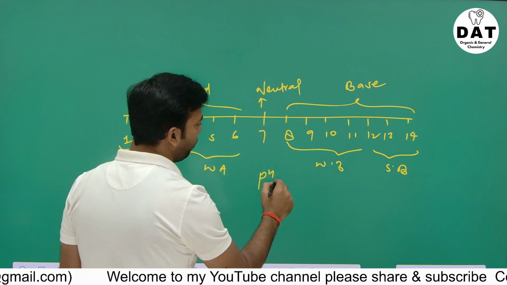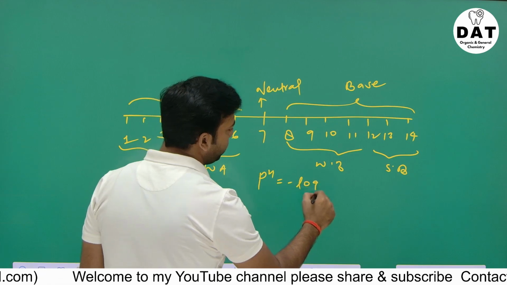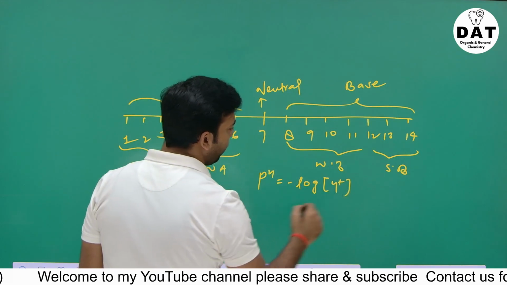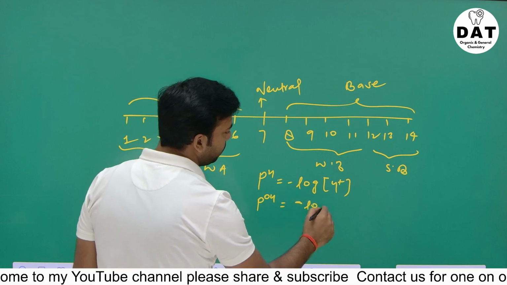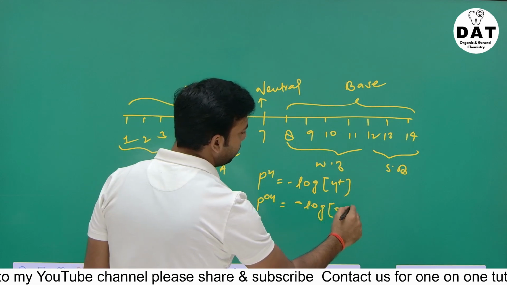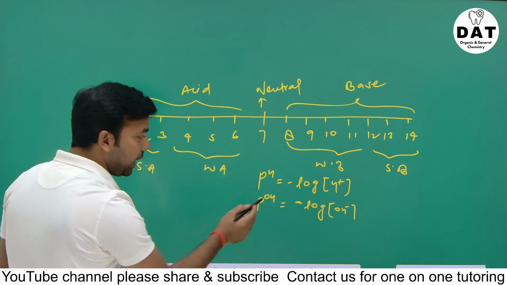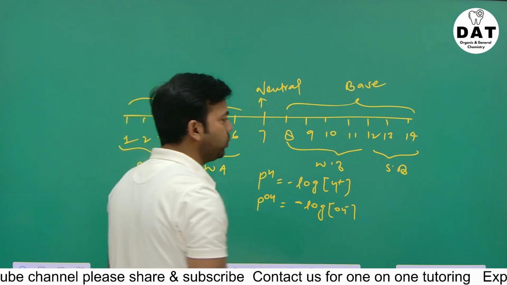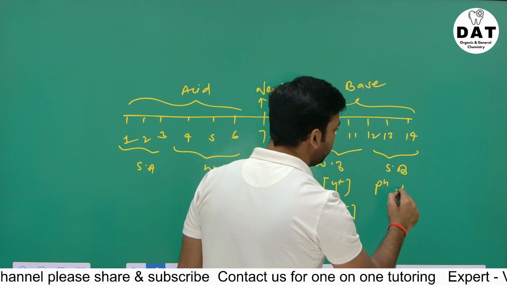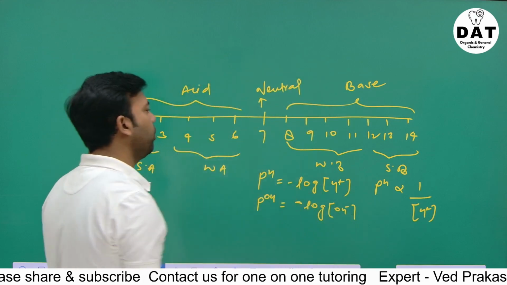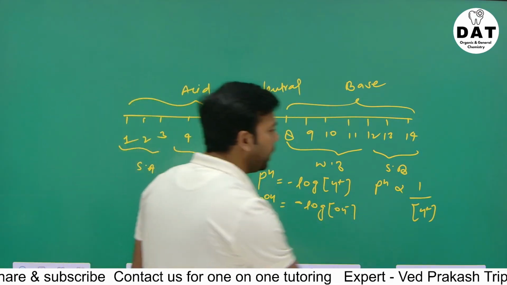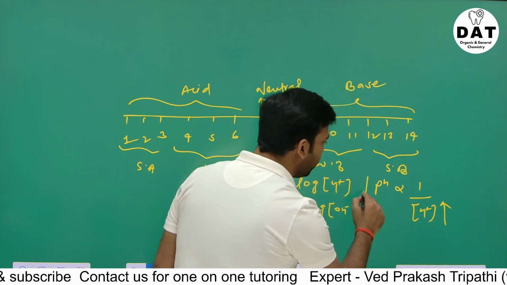Now there is one more piece of information. The formula of pH is equal to minus log H plus, and pOH is equal to minus log OH minus. So one thing we can say here, H plus and pH are inversely proportional. Okay, so pH is inversely proportional to H plus. Why? Because this is a minus log form. Clear? So higher the H plus, lower the pH.